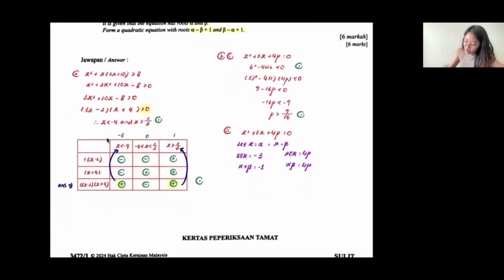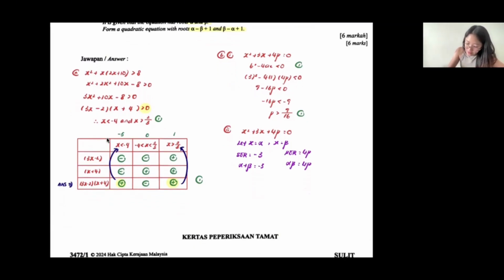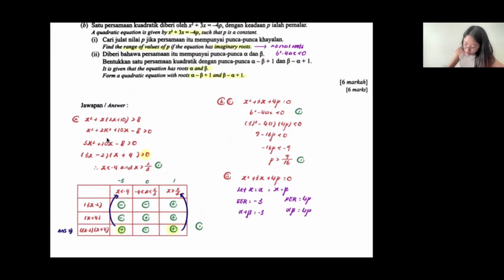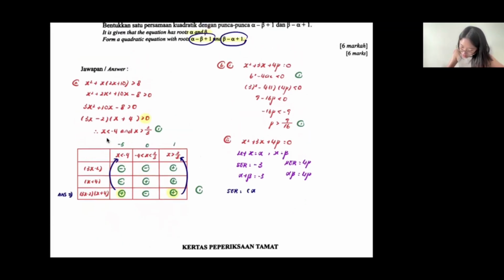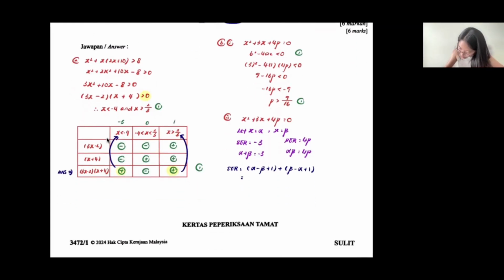All right, then what do you need? What I need is with roots alpha minus beta plus 1, beta minus alpha plus 1. Let us find out SOR and POR, then we have to create the equation for them. SOR first: alpha minus beta plus 1 plus beta minus alpha plus 1. Slowly open up the bracket. Alpha minus alpha no more. Beta minus beta no more. So SOR is just 2.